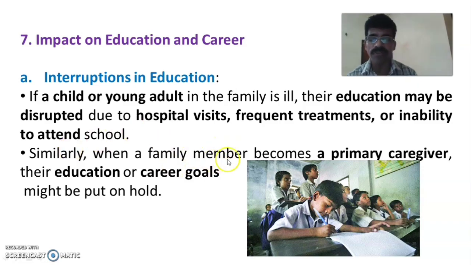Similarly, if a family member becomes the prime caregiver for someone suffering from a chronic or terminal illness, their education, career goals, and professional goals might be in question, or put on hold. They also have to stop or pause their education and career if they become the primary caregiver for a long period for a chronically ill person in the family. This is about the interruption in education of family members due to any disease or illness in the family.